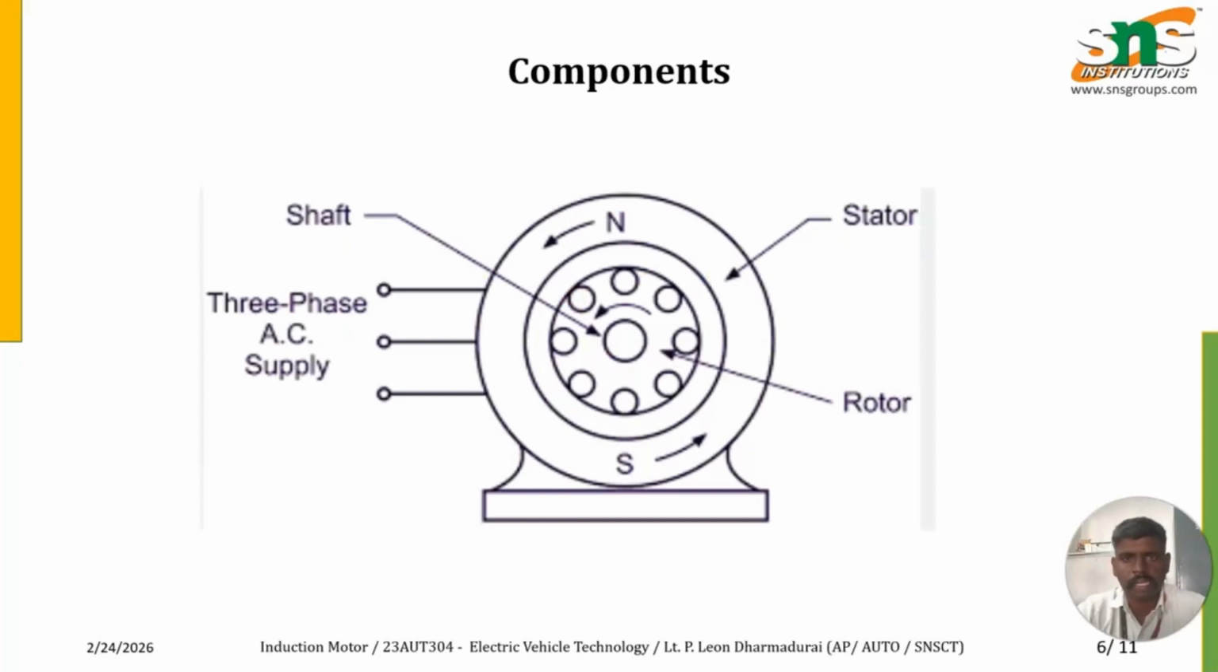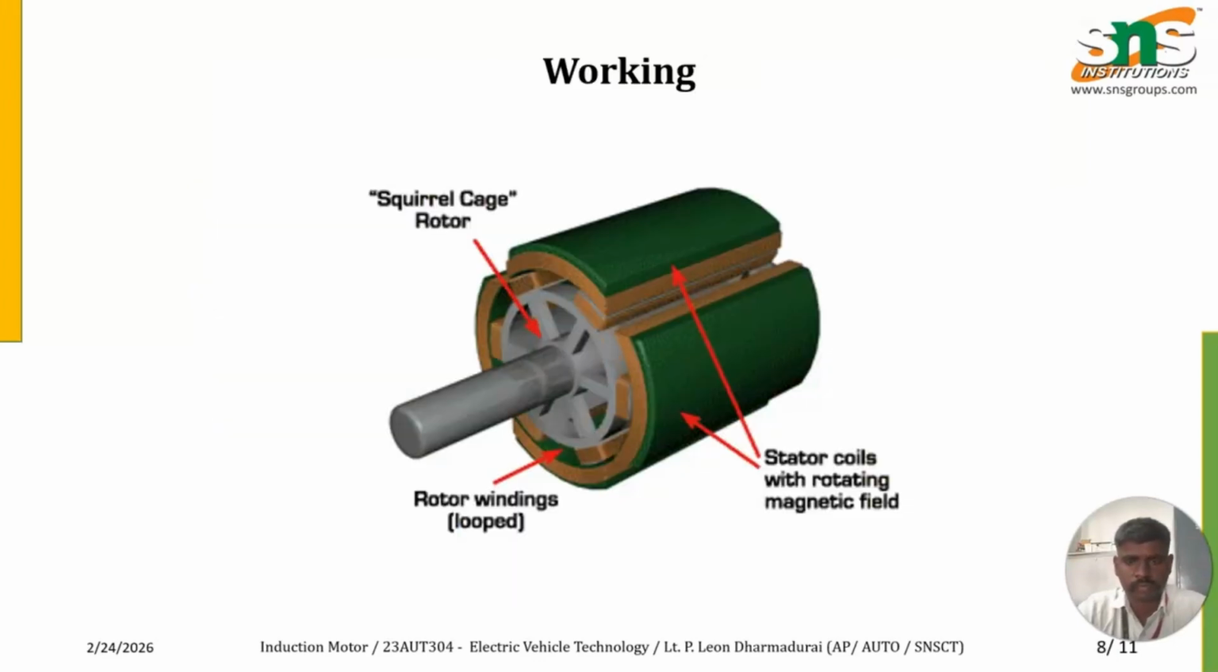As for components, we know there will be a stator and also a rotor. In the stator the windings are given, and the rotor carries the magnetic part. This is just a simple construction of this induction motor. So this is the working of the induction motor. We can see that the green colored part is the stator, in which the windings are done, and then the rotor, which is the rotating part.